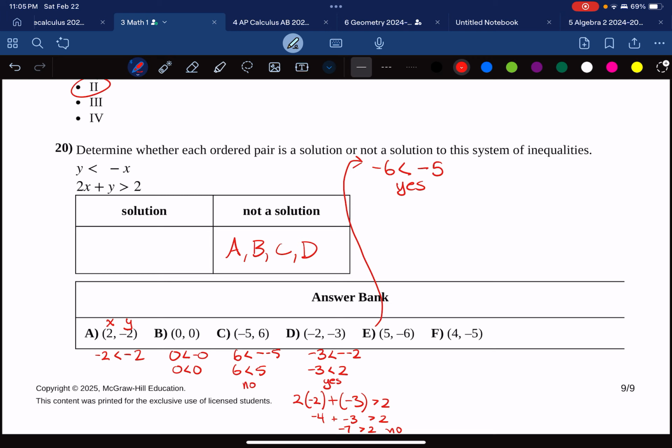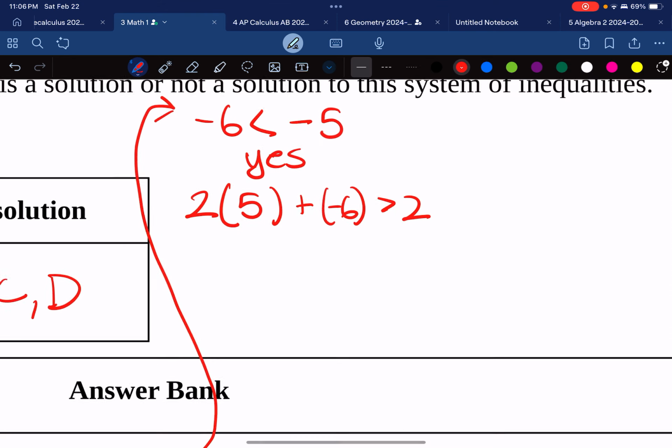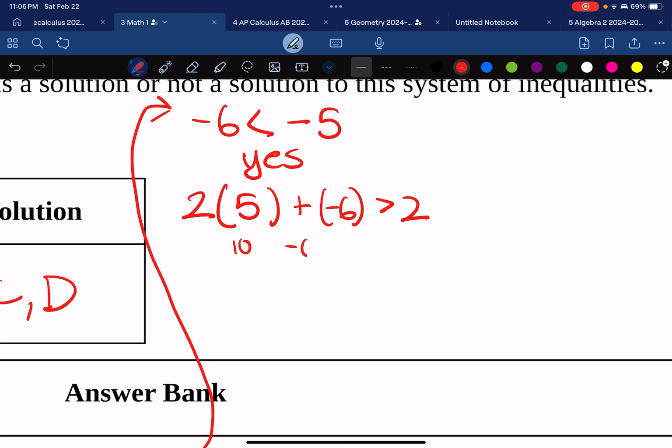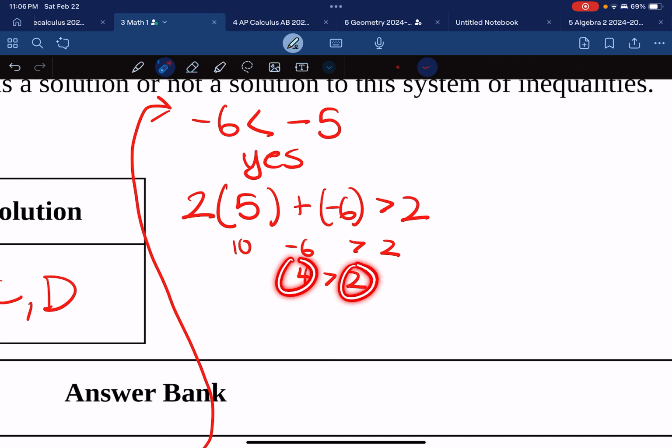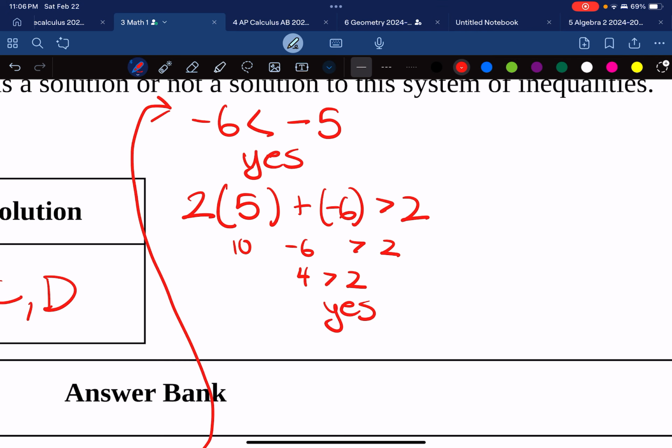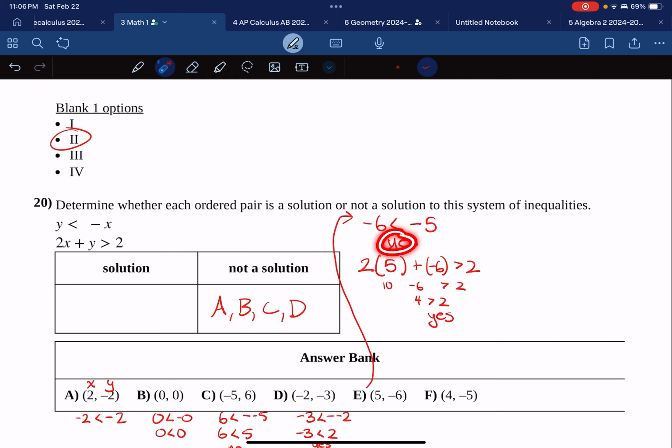Yes, it passed trial 1, but it still has to pass trial number 2, this one right here, which is 2x plus y is greater than 2. My x-coordinate is 5, so put 5 up here. And my y-coordinate is -6, and let's go ahead and solve this. This is going to be 10 minus 6 has to be greater than 2. 4 has to be greater than 2. Did you know that 4 is indeed greater than 2? 4 is more to the right on the number line than 2, so it passed both of them. And after you pass both of these trials, you are indeed into the Hall of Solutions. E is finally a solution.